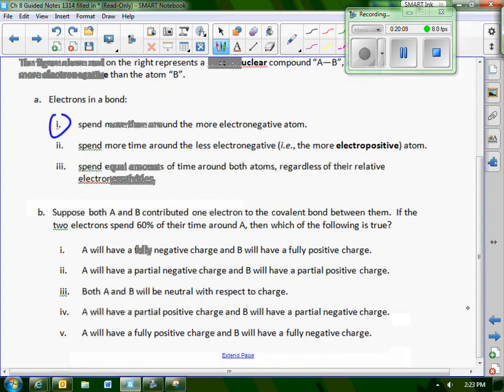Suppose both A and B contributed 1 electron to the covalent bond between them. If 2 electrons spent 60% of their time around A, which of the following is true? A will have a fully negative and B will have a fully positive charge. A will have a partial negative and B will have a partial positive charge. Both A and B will be neutral. A will have a partial positive and B will have a partial neutral. A will be fully positive and B will be fully negative. Well, if it's only part of the time, then this and this are not right. It spends it around A and not B, so A is going to be negative because it's the electrons that are the things that are spending.